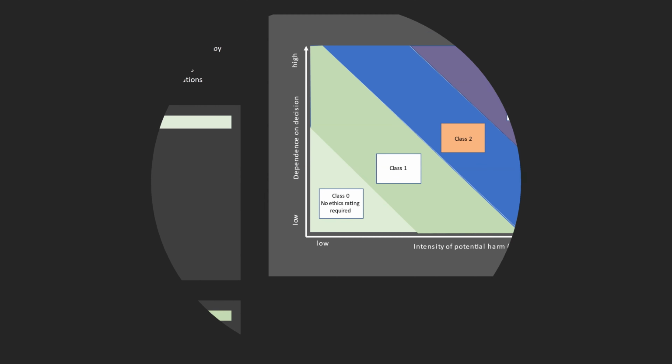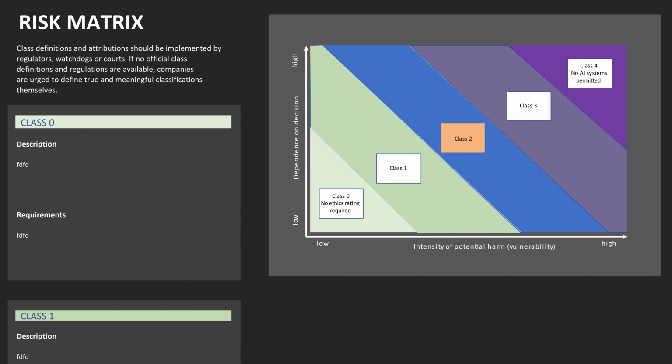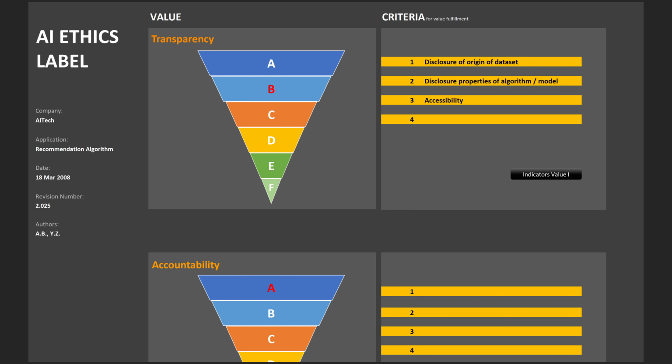How can I work with the template step by step? The first step in this ethics evaluation is to define the classes. Therefore, you start with the risk matrix, which decides whether you need to perform an assessment or not. If this has been decided, in the next step, you define the important values for your application and note these values in the AI label worksheet.